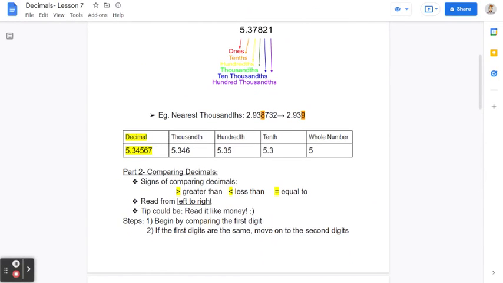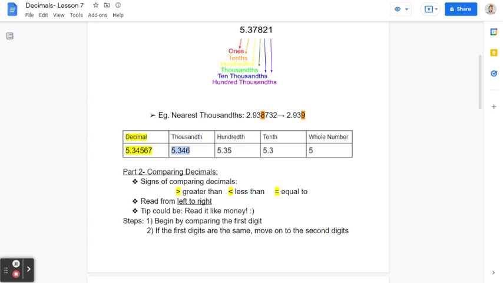And here is another example. So our decimal is 5.34567, or 5 and 34,567 hundred thousandths. And so here in the thousandths, we want the third digit, which is 5 in this case. We look at 6, which is the next digit. It's greater than 5, so the 5 is going to increase by 1, and therefore our final answer is going to be 5 and 346 thousandths.